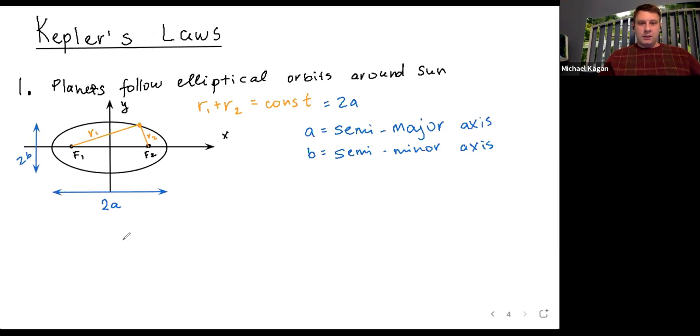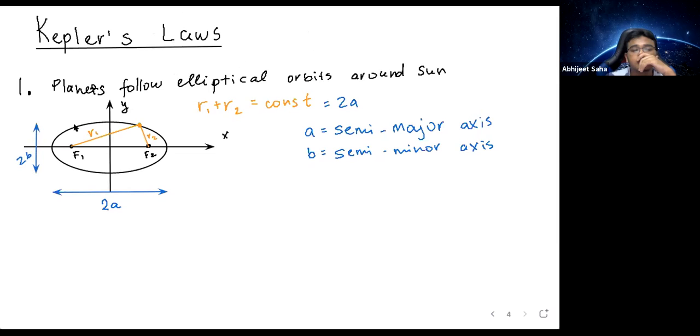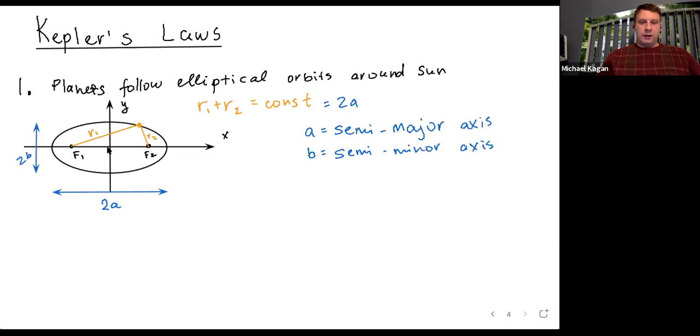Now, importantly, where is the sun in this picture? Either focus. Exactly. Importantly, again, it's not very intuitive for people when they see it the first time. They tend to say that the sun is located at the center of the ellipse. No, it's located at the focus, either the left focus or the right focus. Let's say here. So this is the first Kepler's law, that planets follow elliptical orbits where the sun is at one of the foci.